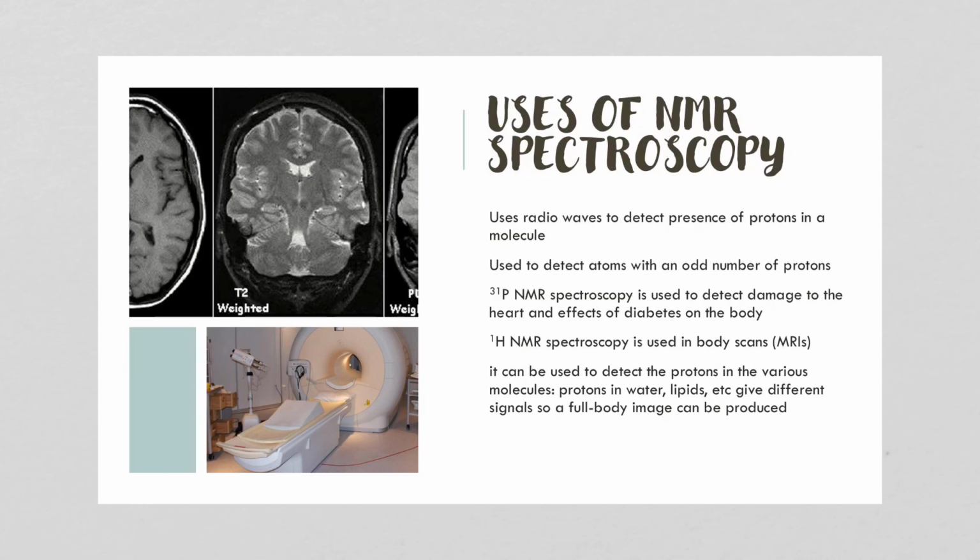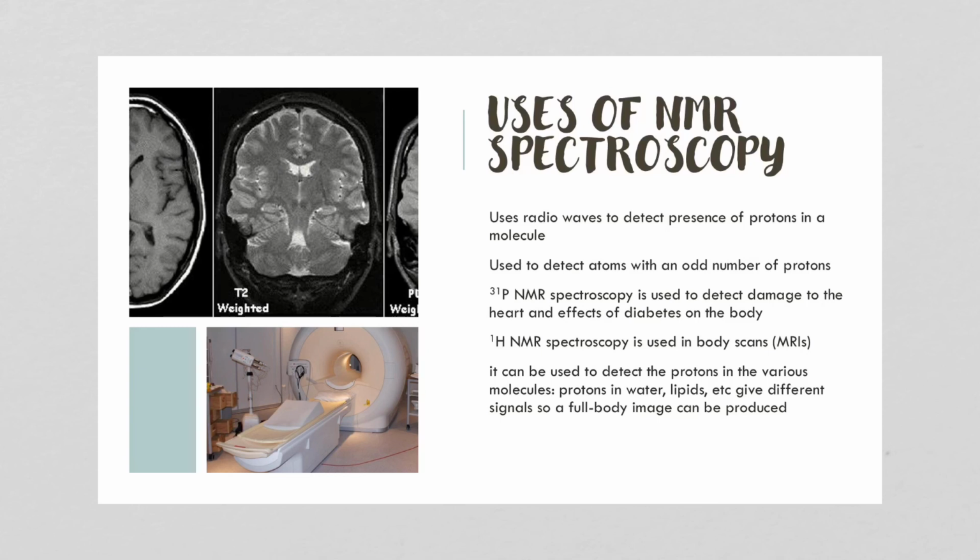Our final type of spectroscopy that we're going to examine is NMR spectroscopy. It uses radio waves to detect the presence of protons in a molecule, and it's used to detect atoms that have an odd number of protons. If you use 31P NMR spectroscopy, you can use that in medicine to detect the damage to the heart, and then also explore the effects of diabetes on the body.